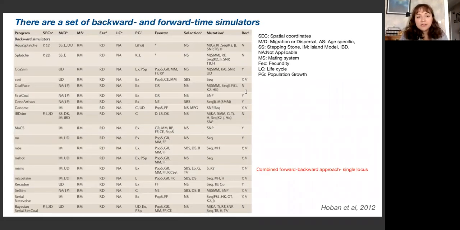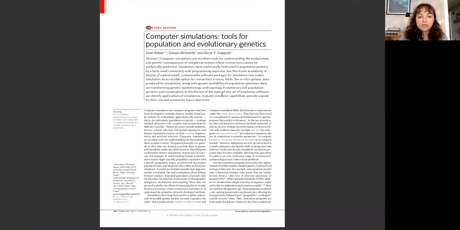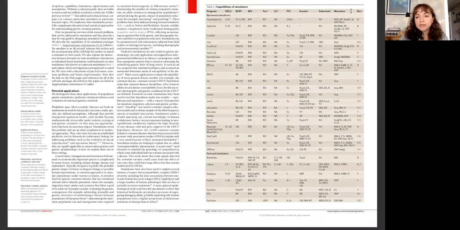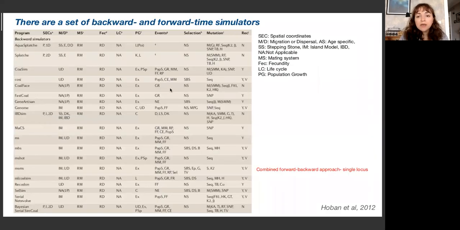So here there is a list of different programs, for example, this is from Hoban et al. You can go to the paper and check in detail what those patterns are, and compare the capabilities of different simulators. So these are the list of the backward simulators. There are many of them, and then more recent ones.